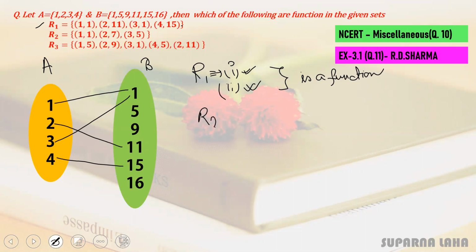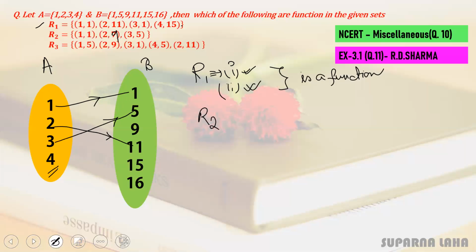Moving to R2: (1, 1), (2, 7), (3, 5). So firstly draw its diagram. (1, 1), (2, 7). Sorry, there will be (2, 9) and then (3, 5). Okay, now look at that. 4 does not have any image, so number 1 is not satisfied. So we will not check the second one. Since number 1 is not satisfied, we can easily say that it is not a function.